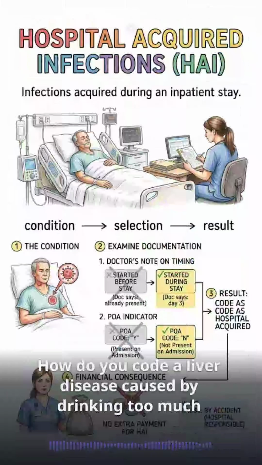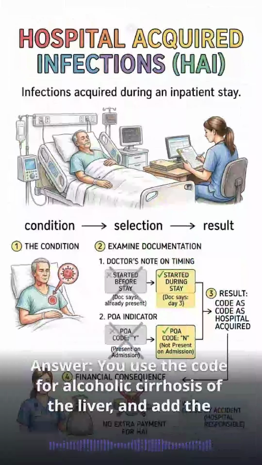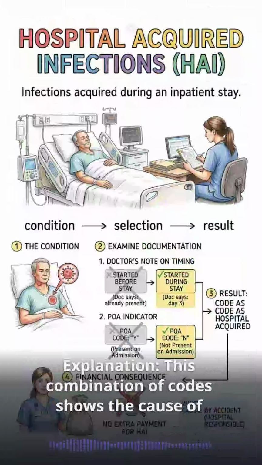70. How do you code a liver disease caused by drinking too much alcohol over many years? You use the code for alcoholic cirrhosis of the liver and add the alcohol dependence code. This combination of codes shows the cause of the disease and the current state of the liver.